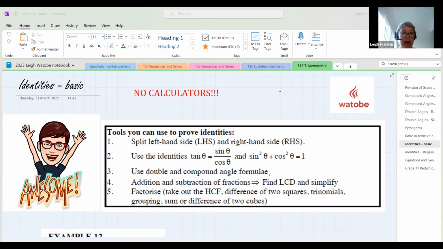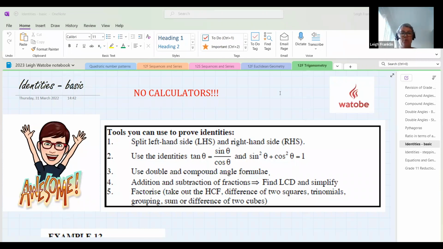Okay, so identities. This is now where things in trig start to get a little bit more complicated, but there are some tools and some things that we can use in order to help us prove identities. Again, we're not allowed to use calculators in this section, not that we need to, we're not actually calculating the value of anything, but yeah, still no calculators. Some strategies that you can use to prove identities.